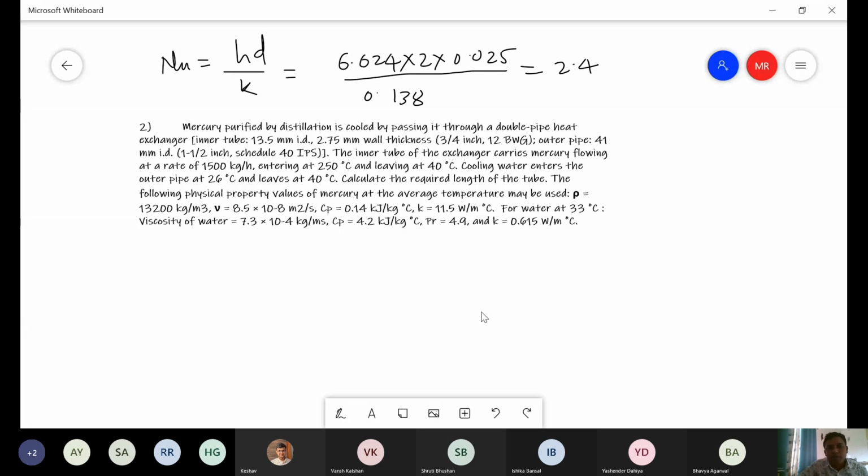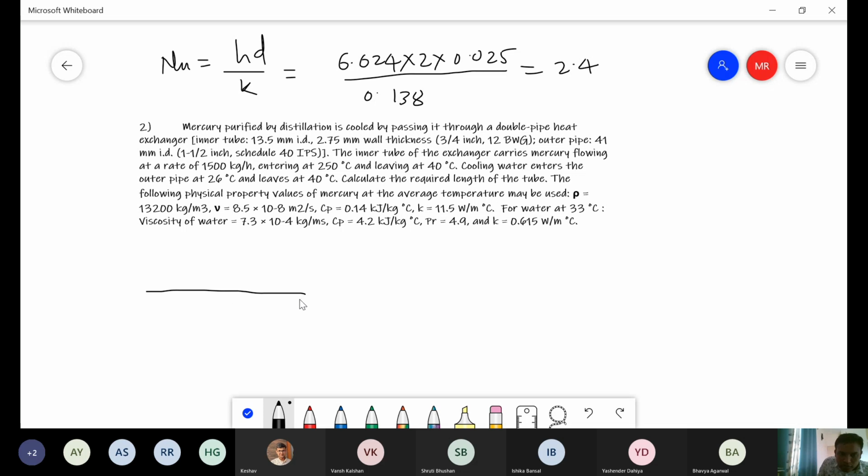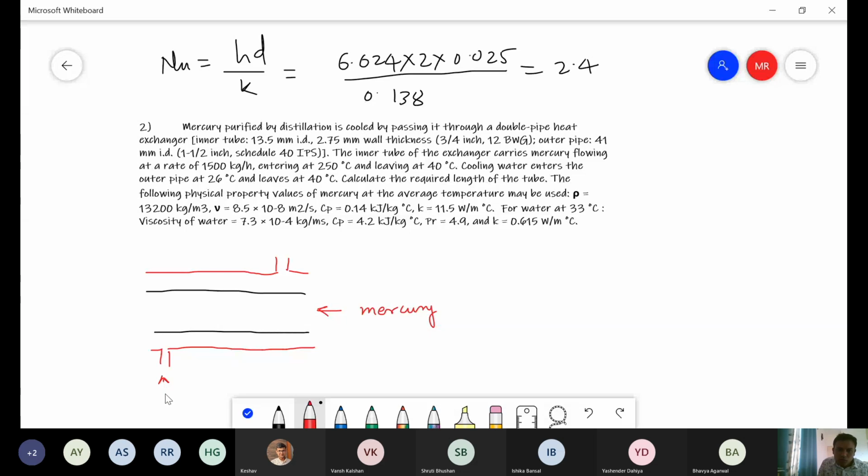Now in this particular problem, what has been given is that mercury, purified by distillation, is cooled by passing it through a double pipe heat exchanger. If you look at the system, it is something like this. I'll just quickly draw. There is one inner pipe through which the mercury is flowing, and then there is an outer pipe through which the water is flowing. So here is mercury, and here is the water.